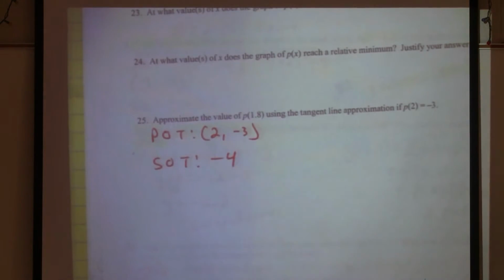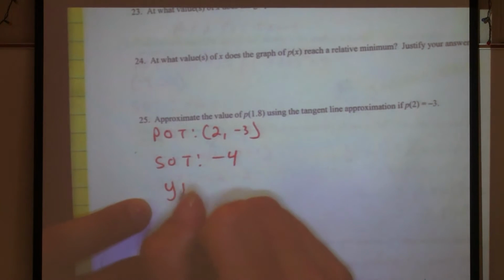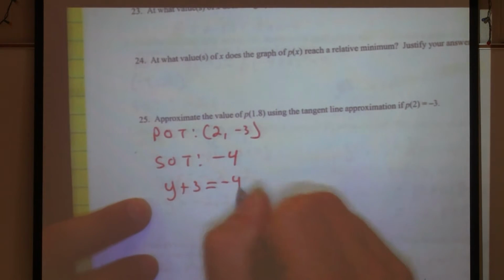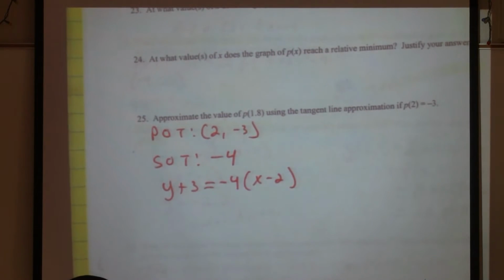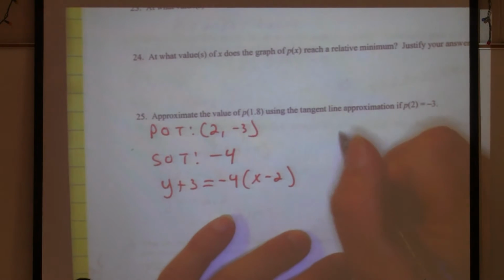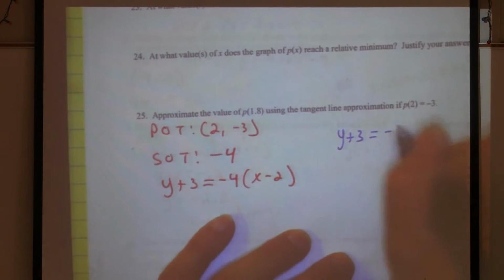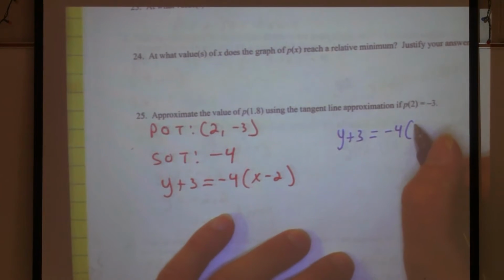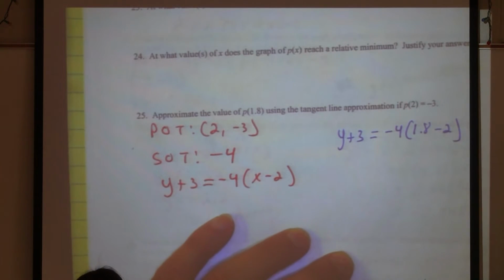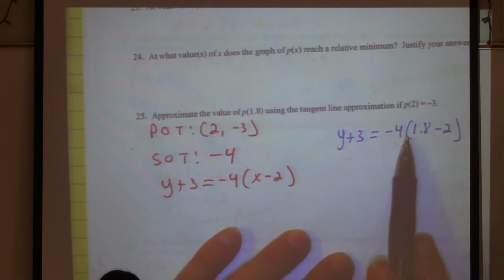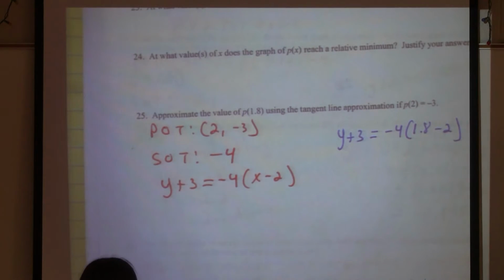My equation should be y plus 3 equals -4 times x minus 2. Beautiful. Good? Alright, so now from there, we can make our approximation. So we're going to say y plus 3 is equal to -4 times 1.8 minus 2. Is 1.8 very close to 2? Yeah, so that should be close enough to use the tangent line.